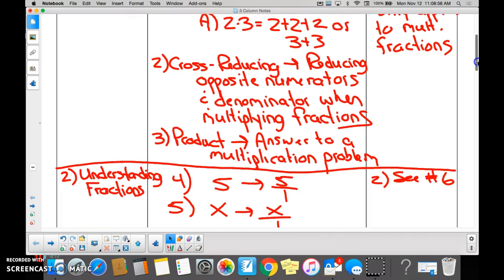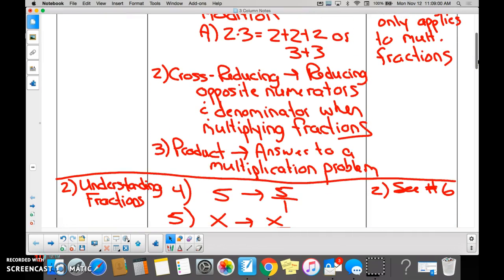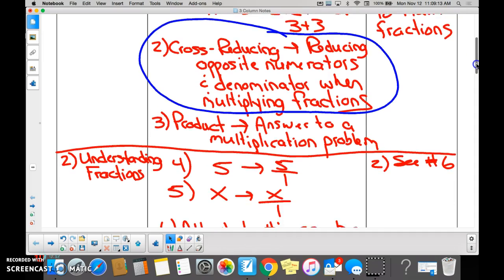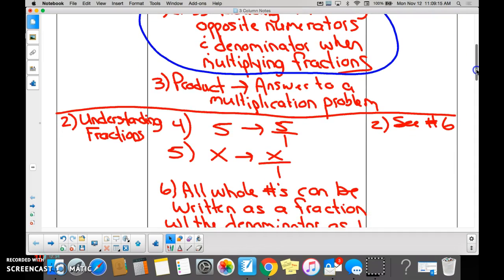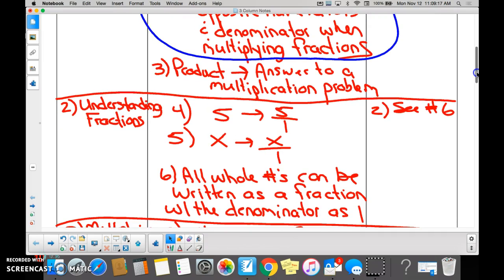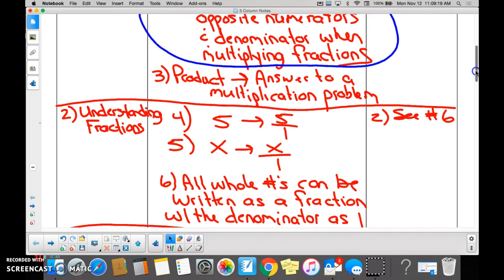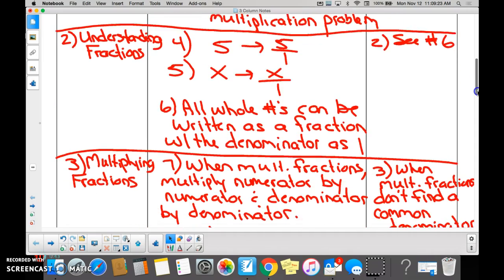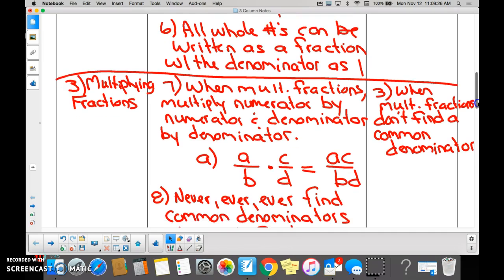Just a quick review on vocab. Multiplication is repeated addition. Product is the answer to a multiplication problem. Cross-reducing, I don't know how new it was for you or if you've learned this in the past, just helps multiplication of fractions a little bit easier, so you're not dealing with gigantic numbers. Number 2 deals with the fact that whole numbers can be written as that number over 1. We'll look at that again in a moment.